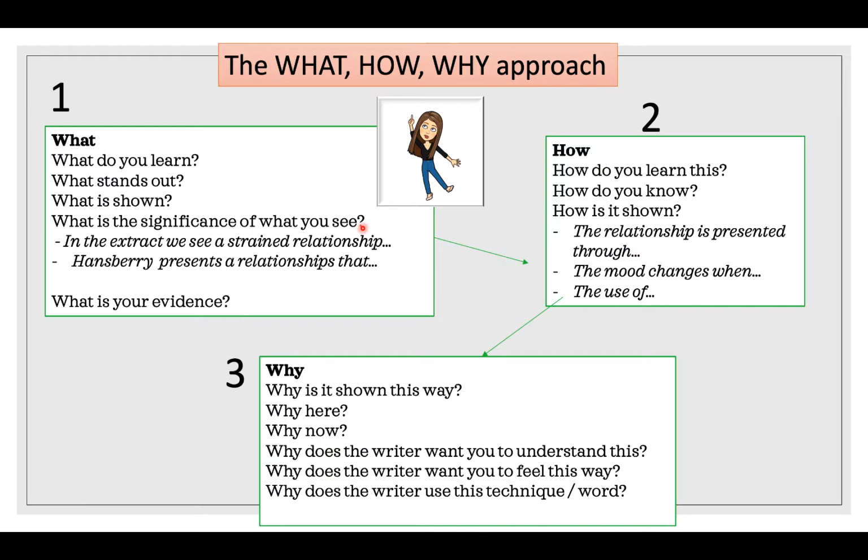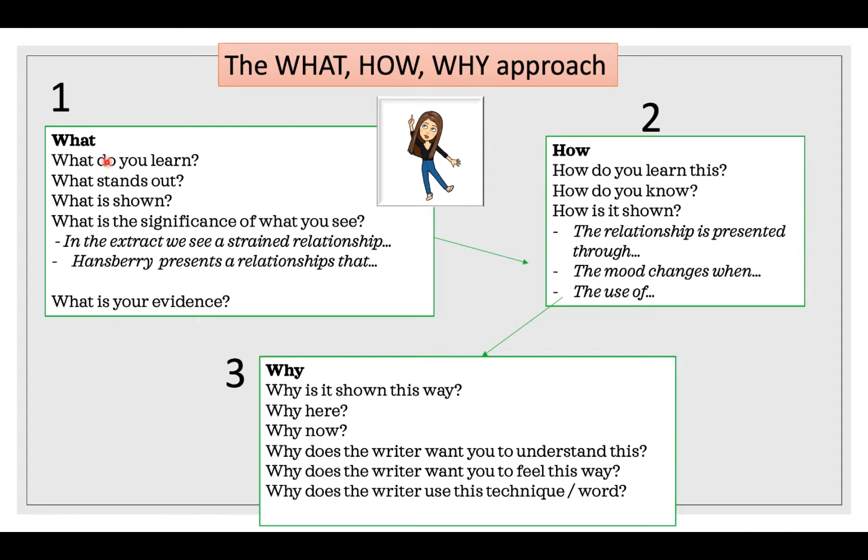So just make sure that you are moving through this in this particular order. Sometimes you will go back and forth between your how and your what, depending on how long your paragraph is or how many quotations you have. But you must remember to try and focus on each of them. And the last one, why? This is to do with your author intention, but it's also to do with the effect on the audience. So why is it shown in this way? How are we supposed to feel? What are we supposed to think? What does Hansberry want us to understand?